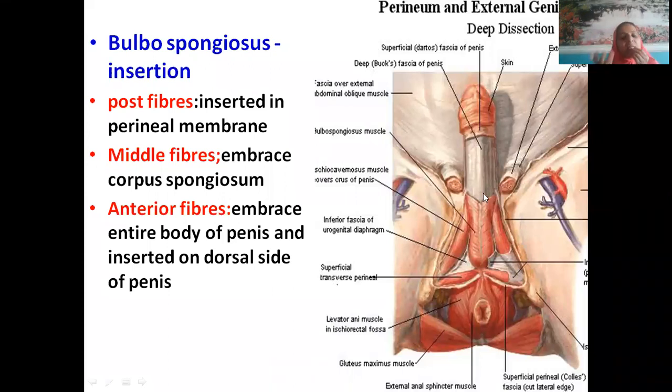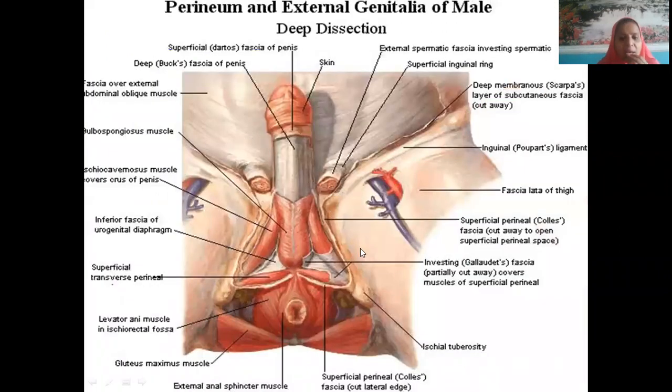While telling male external genitalia, I told you we have one corpora spongiosa and two corpora cavernosa. Cavernosa is actually cavern. The continuation of ischiocavernosus will be corpora cavernosa, and in between we have the corpora spongiosa, where you have the urethral opening. Middle fibers are going to the corpora spongiosa. Then anterior fibers will go into the entire body of the penis and get inserted on the dorsal aspect of the penis. Very, very important muscles in males. This is the bulbospongiosus; it helps in erection and all.